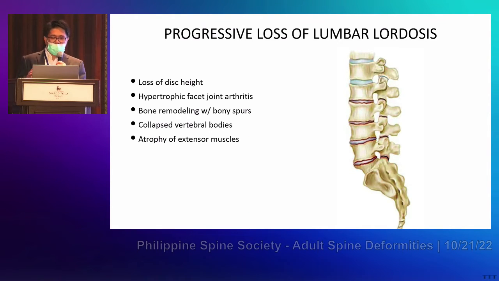Once loss of disc height and alteration of the biomechanical properties happen, a cascade of events takes place. The weight-bearing load of the spine is shifted more posteriorly, affecting the facet joints. This will lead to facet hypertrophy and facet arthritis. Eventually, there will be remodeling and bone spur formation, collapse of the vertebral bodies, and atrophy of the extensor muscles, leading to progressive loss of lumbar lordosis.